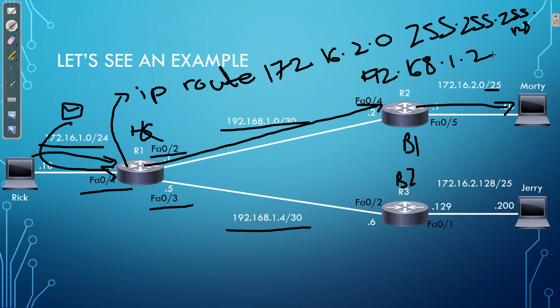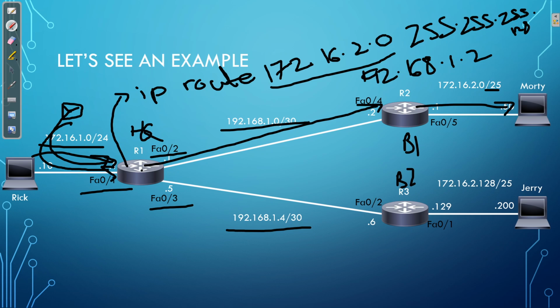So I'm going to put 192.168.1.2. And just by using that one command, we have trained R1 on how to reach Morty. So when R1 receives this email, he looks at the destination IP address, and that destination says 172.16.2.50. He's like, wait a minute, I know how to reach that network because I've been programmed by the network engineer that for any packets that have to go to the 172.16.2.0/25 network, I have to send those packets to 192.168.1.2, my neighboring router R2, because he will know how to get there.